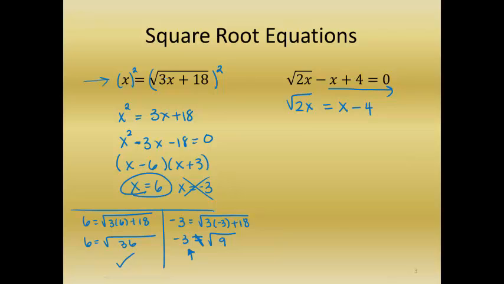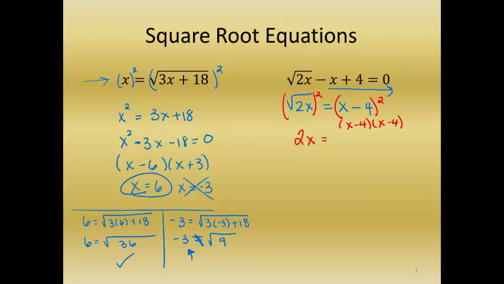Well, now I'm ready to square both sides. But when I square this side, I'm going to grab a different color so you can see what I'm doing on the second step. And that is to square this, but I have to square the entire side, which leaves me over here with just a 2x because my radical is canceled by the power. And on this side, I have x minus 4 times x minus 4.